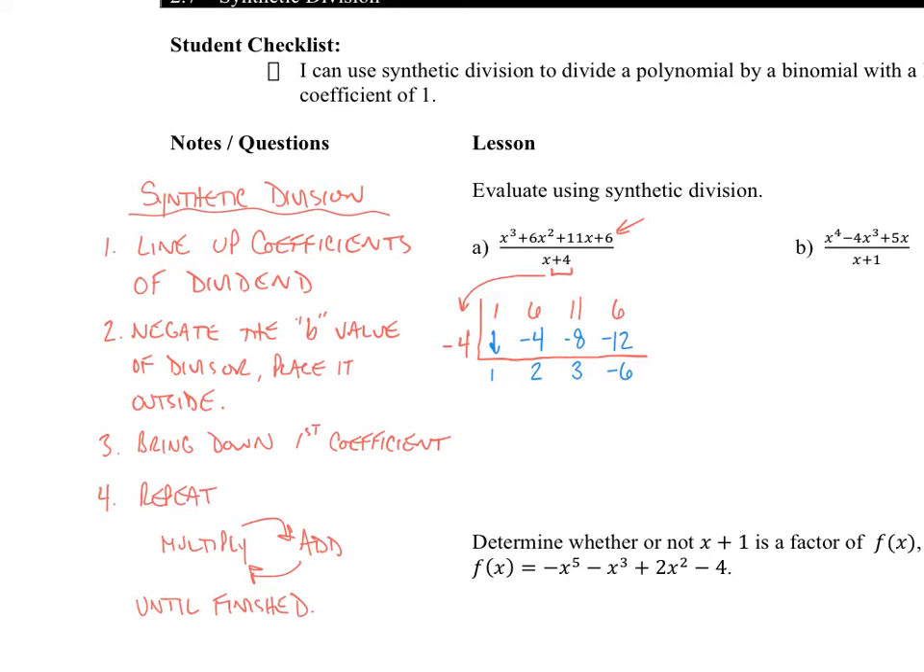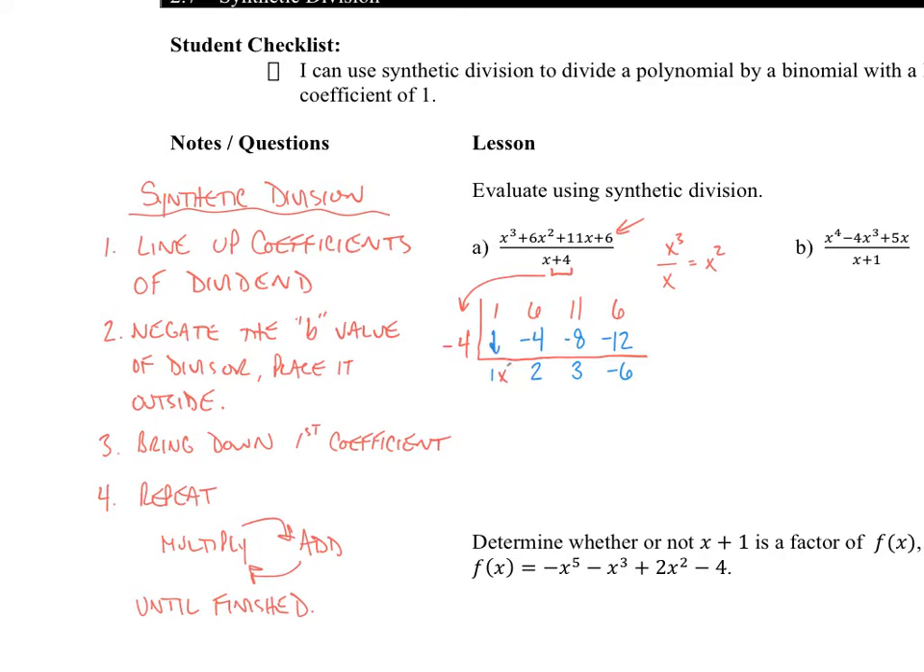So a couple things that we want to notice here. If the dividend was a cubic and the divisor was a first degree polynomial, then our quotient must be a quadratic. And the reason that is because if I divide a cubic by a first degree, I end up with an x squared, right? Same base, I subtract the exponents. So what I can do here then is I can say, if these are my coefficients of my quotient, then this must be the coefficient of my x squared term.